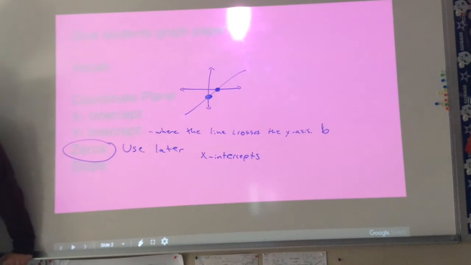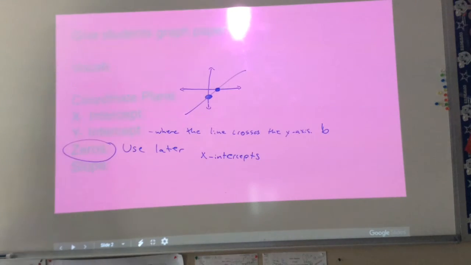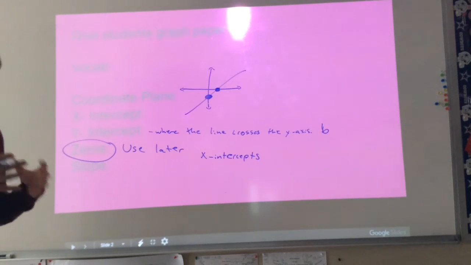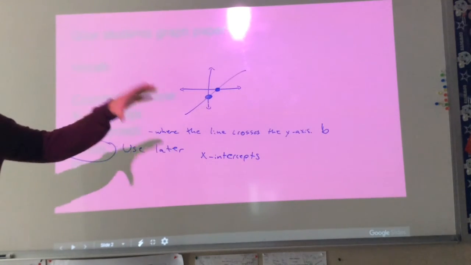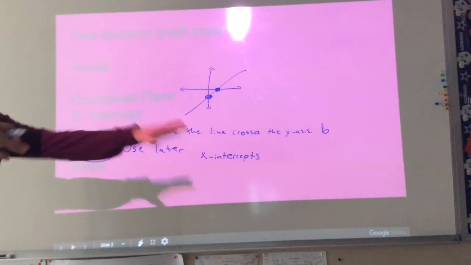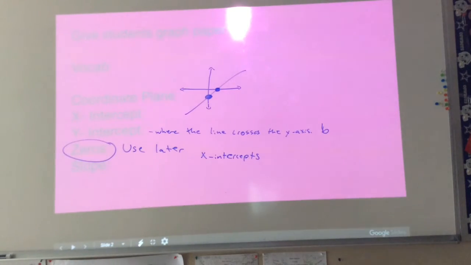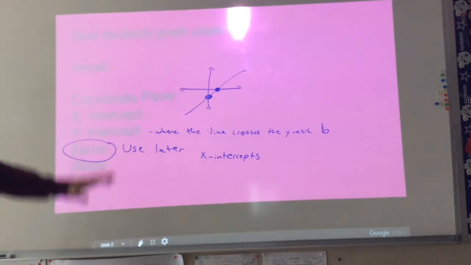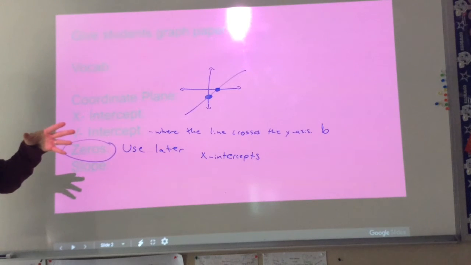Would anybody like to be bold and try to figure out why we call x-intercepts zeros? Colin, what do you think? Yeah, because the y value is equal to 0. Now, don't get confused with that because we don't want to think about the y-intercept as zeros, but the x-intercept is zeros. And I promise when we get to quadratics, it'll make perfect sense. We're just not there yet, but I just wanted to introduce the word so that it's not a total shock when we get there.